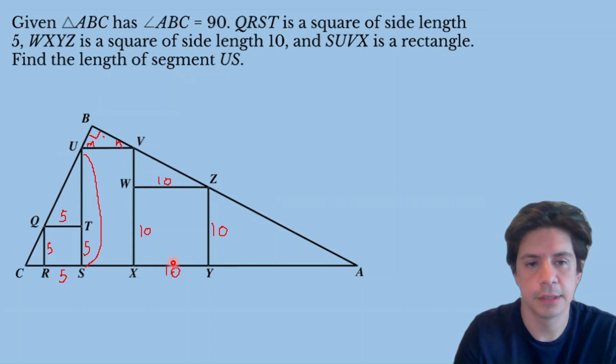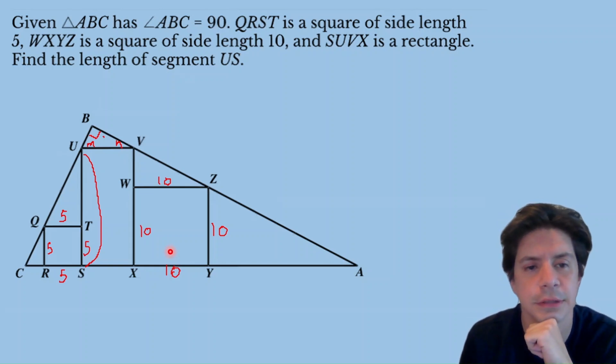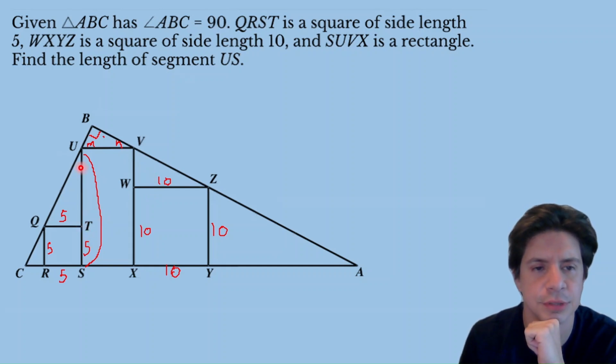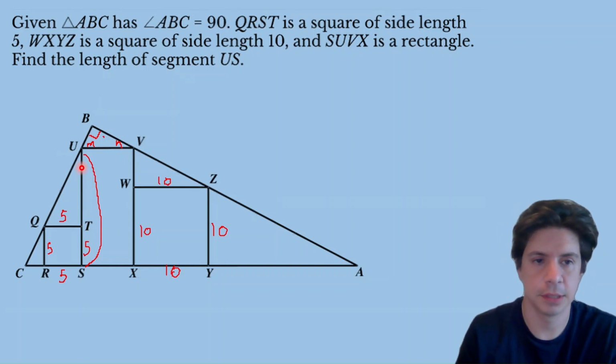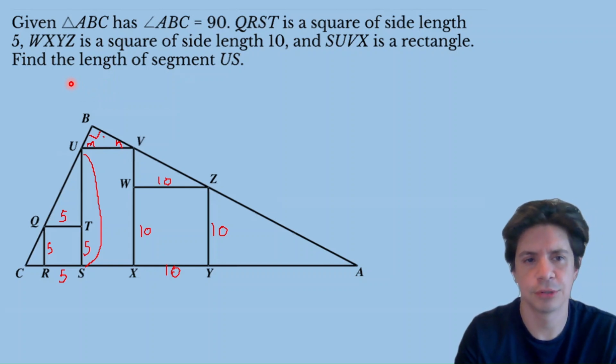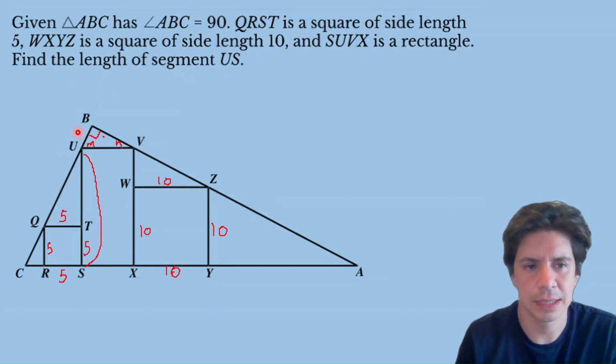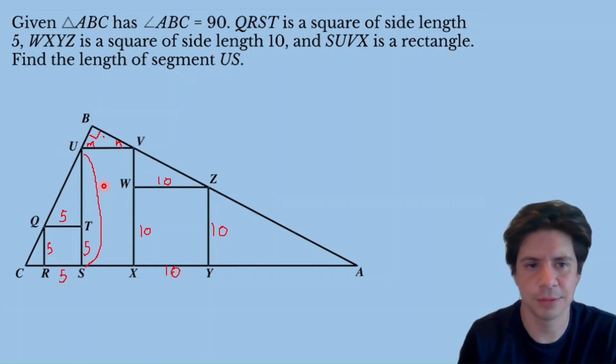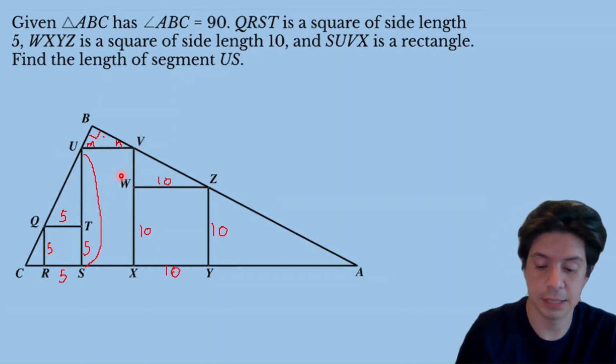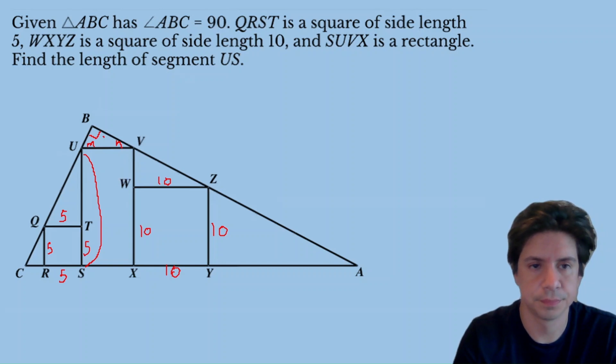All right, so now let's see what else we can figure out. We have this and we're looking for US, which is 5 plus UT. So what does UT equal? UT equals some sort of value. This is a rectangle. What does VW equal? Because US is the same as VX. Maybe that helps us. VW, let's call that X.